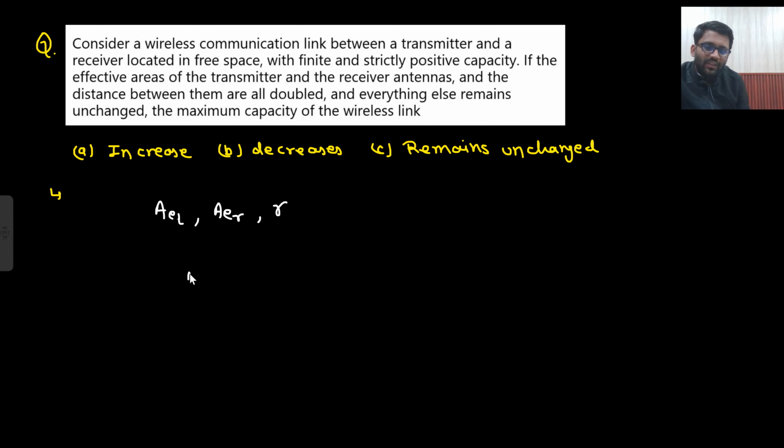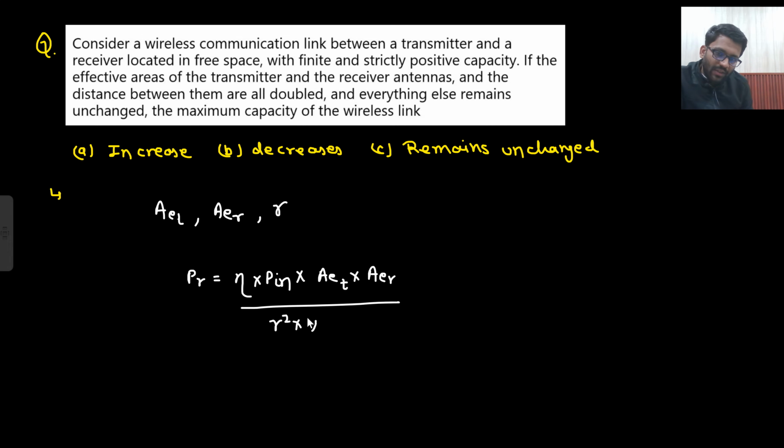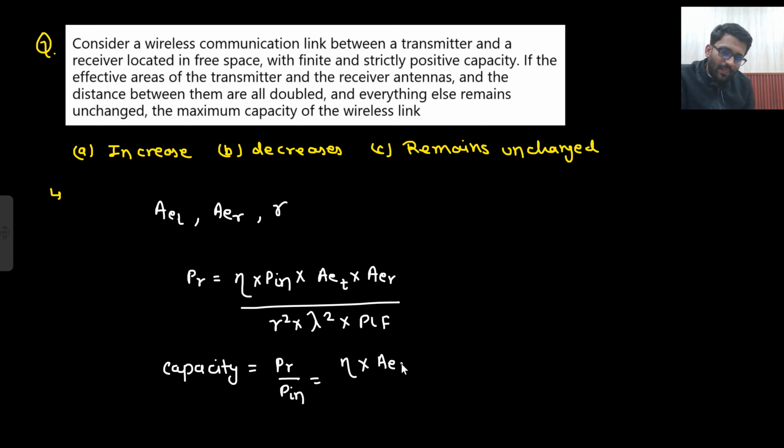What I mean to say is, what is my power received? Power received will be eta into P in into effective aperture area of the transmitter into effective aperture area of the receiver, divided by lambda square into r square into polarization loss factor. So if they are asking capacity, that means they are asking power received by P in.